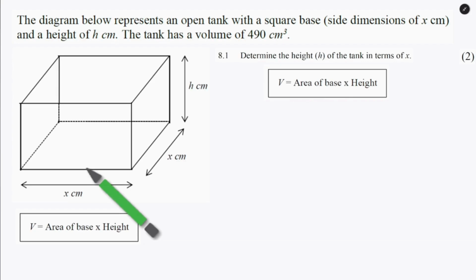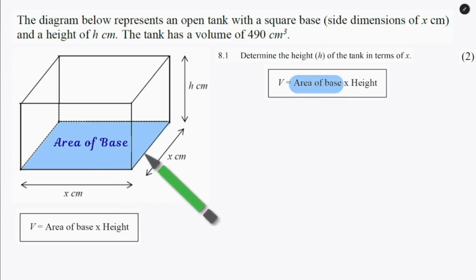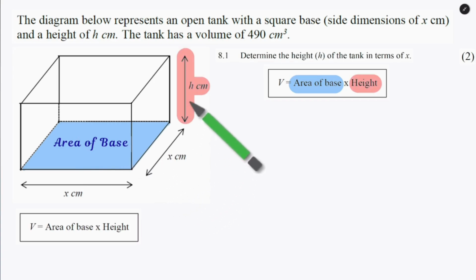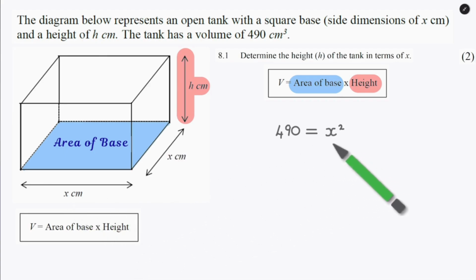The base of our square-based prism is the square at the bottom here, and the height of our prism is just this height that goes up and down over here. So we're going to fill the volume in. The volume is 490, so we fill that into volume's place. The area of the base, we just say length times breadth, so it's x times x. So the area of the base is simply x squared. And I'll multiply that by the height.